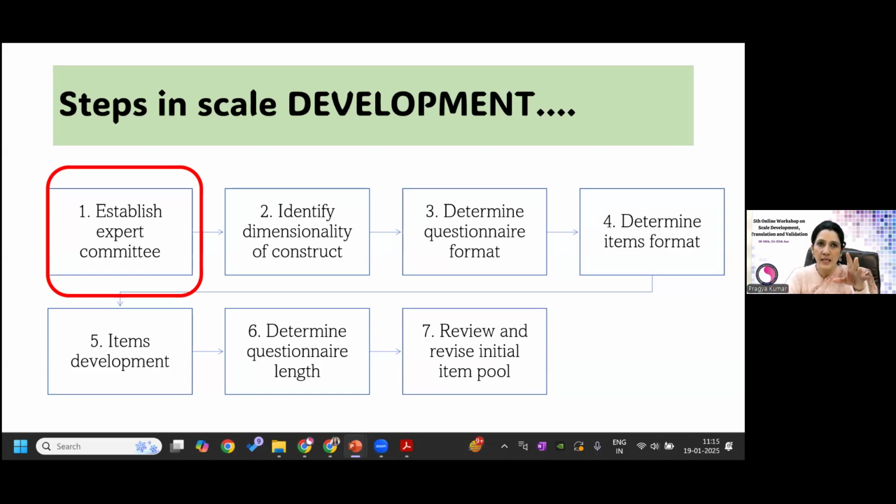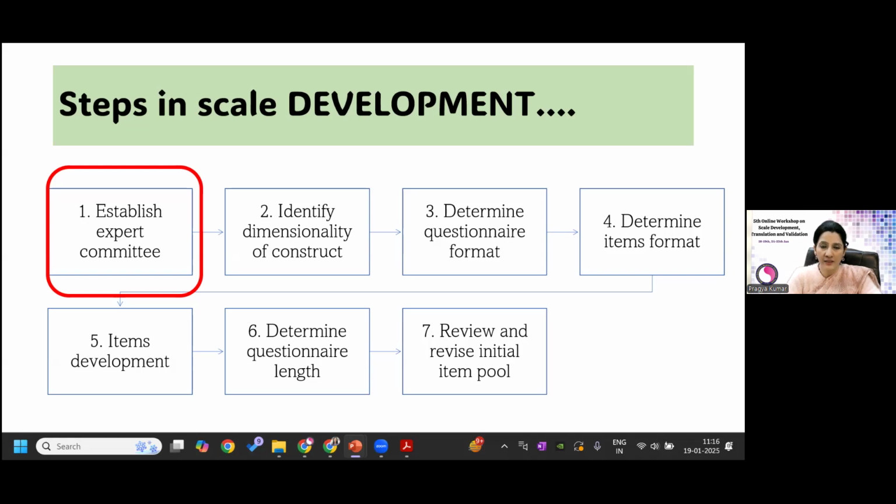And then in that case, if there is no scale available, or a scale is available but it is costly, you cannot pay, and you need to develop your own measure, then you have to start from scratch. For that, again, you have to establish an expert committee. The expert committee depends on the nature of the construct which you have, like nomophobia, which I was talking about, no mobile phobia.